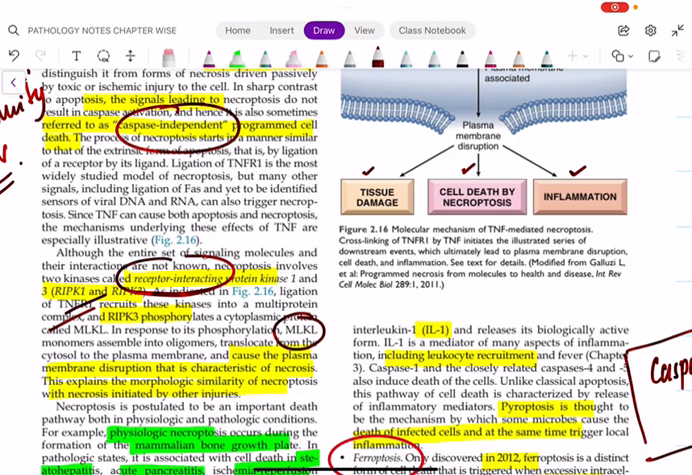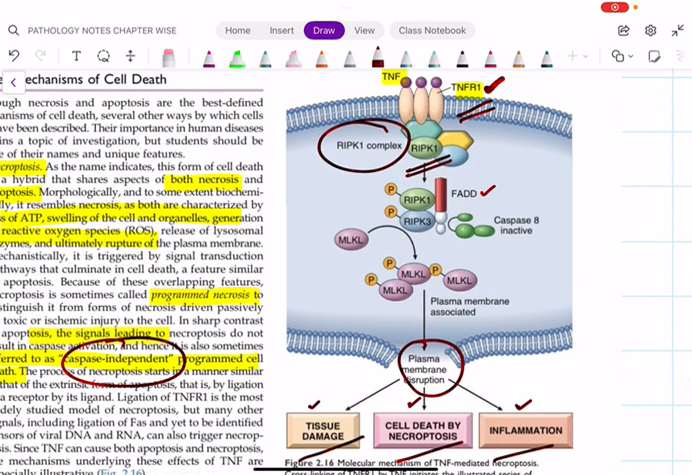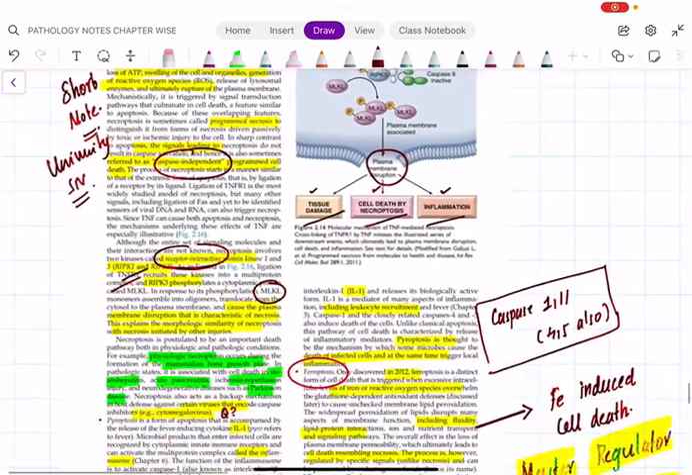MLKL protein will be further activated, and as a result, what will happen? Plasma membrane disruption. In apoptosis, the plasma membrane is intact, so this is also a difference. This causes tissue damage and inflammation. Remember, in necroptosis, inflammation is present. In apoptosis, inflammation is absent because the plasma membrane is intact. In apoptosis caspase is present; here it is caspase independent. The proteins involved are RIPK1 and RIPK3, which act on the cytoplasmic protein MLKL, causing plasma membrane disruption. I hope this is clear for you.